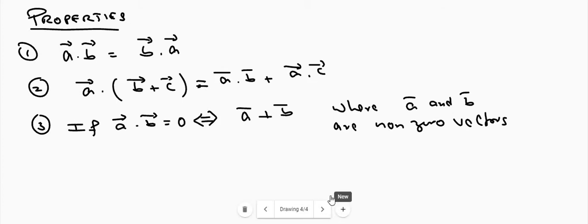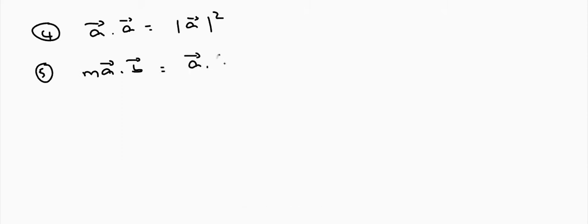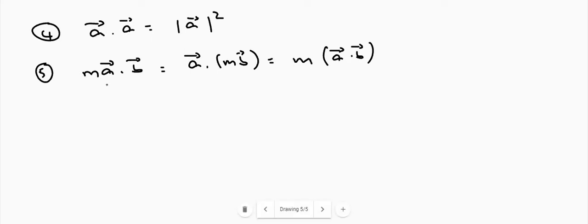Number 4, A vector dot A vector is the same as the magnitude of A squared, that is modulus of A vector squared. Fifth property is, let M be any scalar, M A vector dot B vector is equal to A dot M B vector, which is the same as M times A vector dot B vector. We can write the scalar anywhere, as the coefficient of A or B or in front of A dot B.